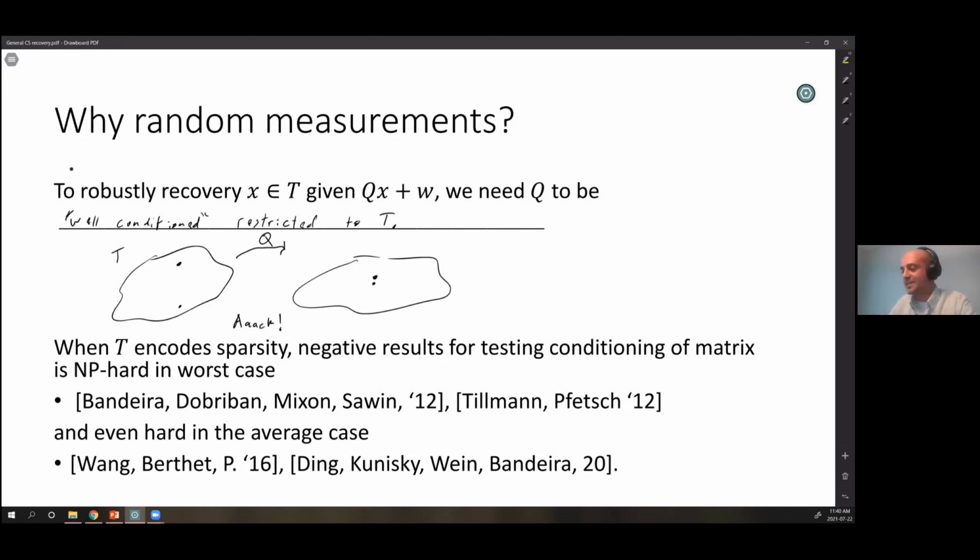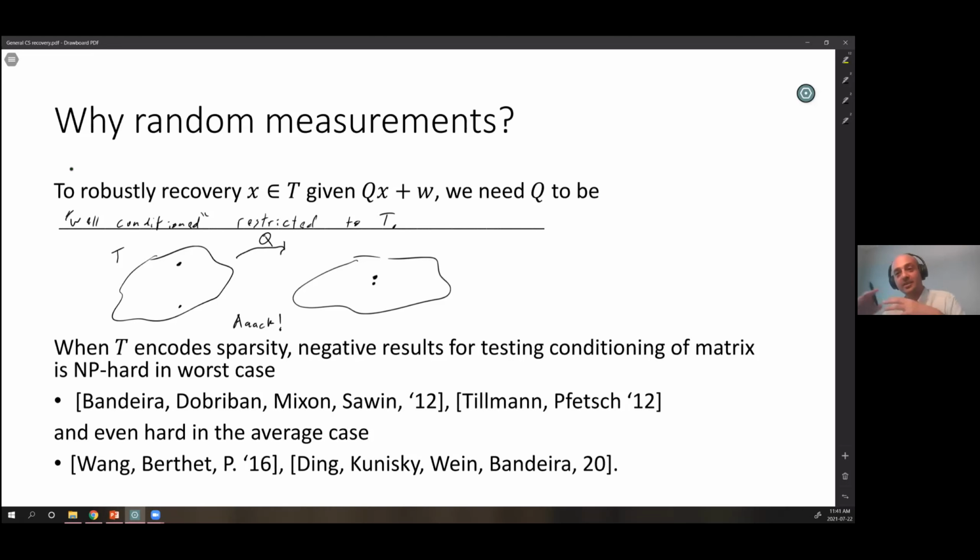So when T encodes sparsity, that's one of our important signal structures, there are negative results for being able to test for this. In the worst case, there are negative results, fine. But also even in the average case, there are negative results. That means there are results that say for most given data matrices, there is no test that's going to tell whether or not it's well-conditioned restricted to this set. So that leaves us in a tricky situation.